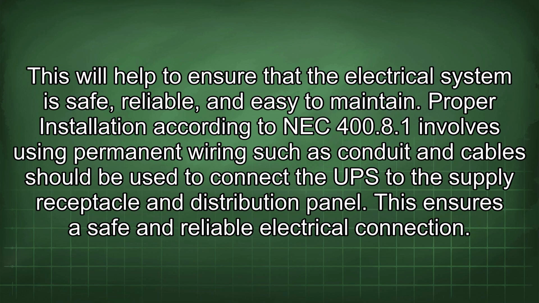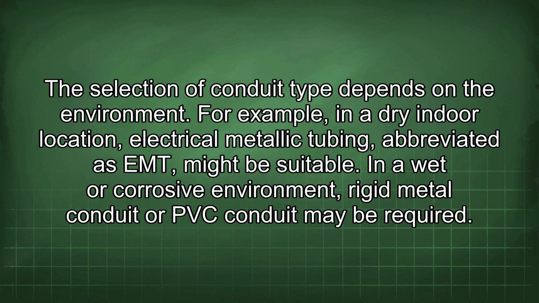Proper installation according to NEC 400.8 involves using permanent wiring, such as conduit and cable, to connect the UPS to the supply receptacle and distribution panel. This ensures a safe and reliable electrical connection. The selection of conduit type depends on the environment. For example, in a dry indoor location, electrical metallic tubing, abbreviated as EMT, might be suitable. In a wet or corrosive environment, rigid metal conduit or PVC conduit may be required.